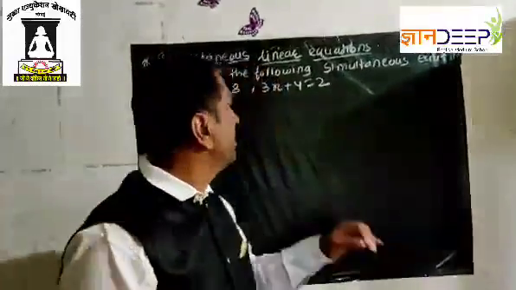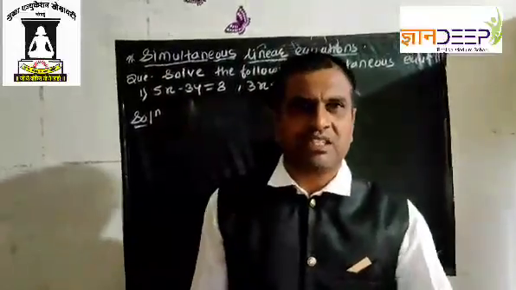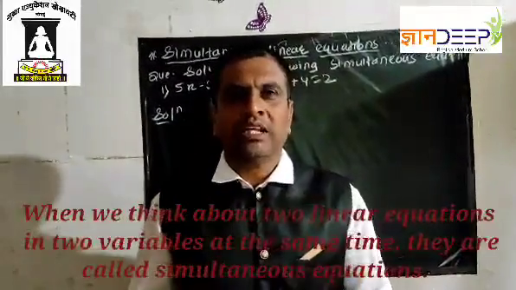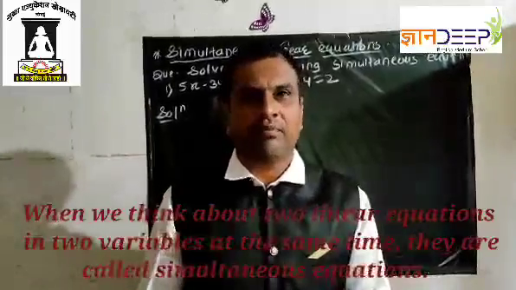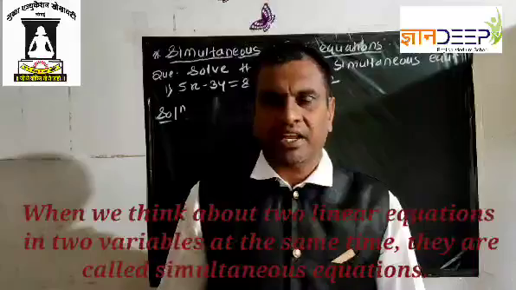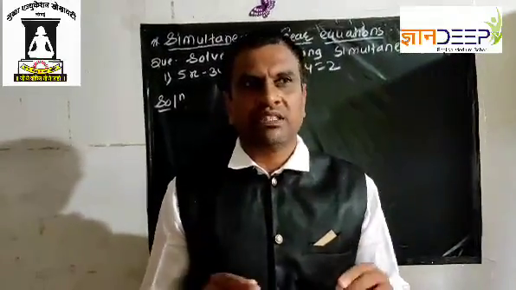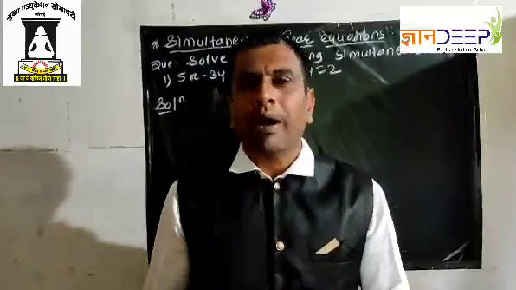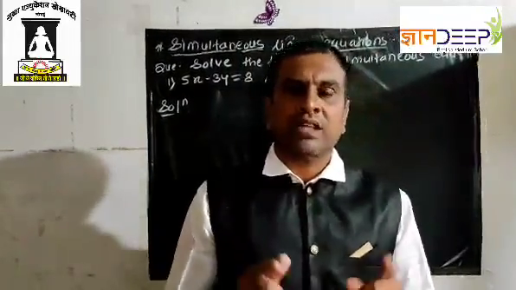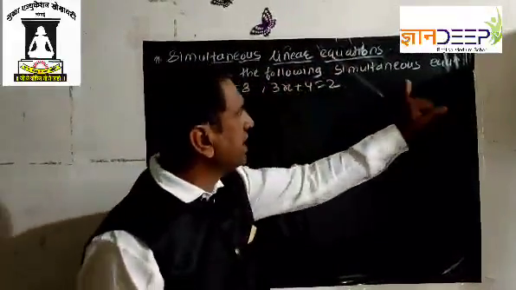The next point, simultaneous linear equations. What is meant by simultaneous linear equation? When we think of two linear equations at a time, these two equations are called simultaneous linear equations. In standard 9th, we find the solution of the simultaneous linear equation by eliminating one variable. That we just revise.